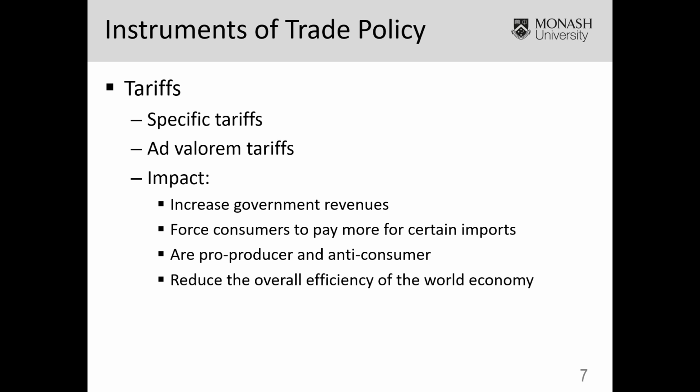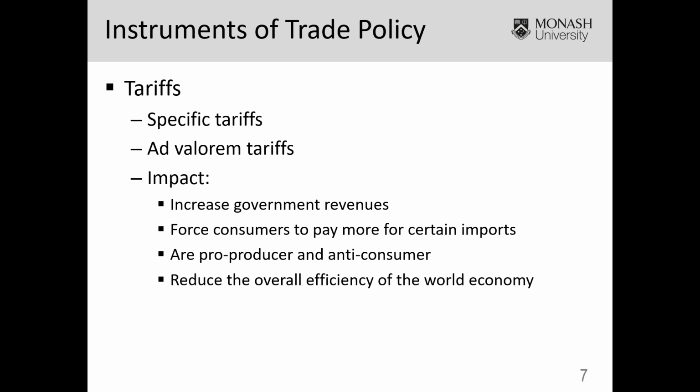Ad valorem tariffs just add a percentage to the price across the board. So it might be that there's a 10% import tariff on all goods, or on a broader category of goods that is defined against those. The positive impact of those is that they increase government revenues.